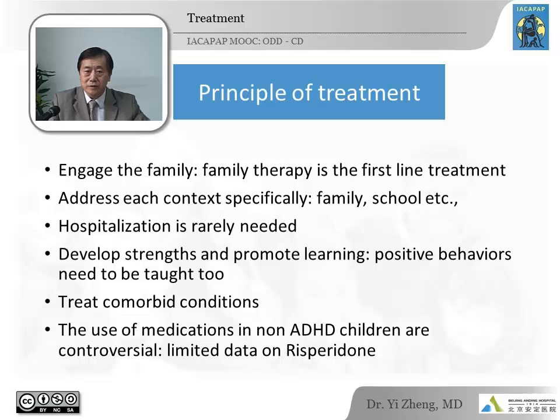The treatment of CD requires experience and expertise. Some principles of treatment should be borne in mind. Engaging the family for family therapy is the first-line treatment. Each context should be addressed, and hospitalization is rarely needed. Build on developmental strengths and promote learning for the children, emphasizing the positive instead of the negative. Comorbid conditions should be treated. The use of medications in non-ADHD children is controversial. There is only limited data on the treatment with risperidone and aripiprazole.